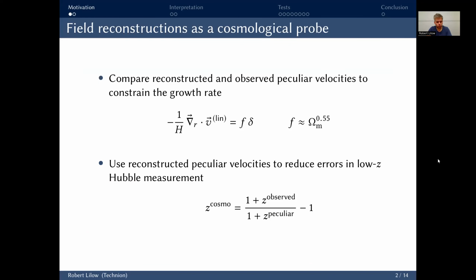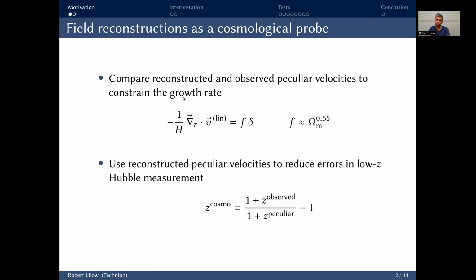So let me first start with a little motivation for why we actually want to reconstruct these density and velocity fields. Usually you think about constraining cosmology using statistical properties like a power spectrum, but actually there's complementary information in the 3D fields themselves. So I'll give you two examples.